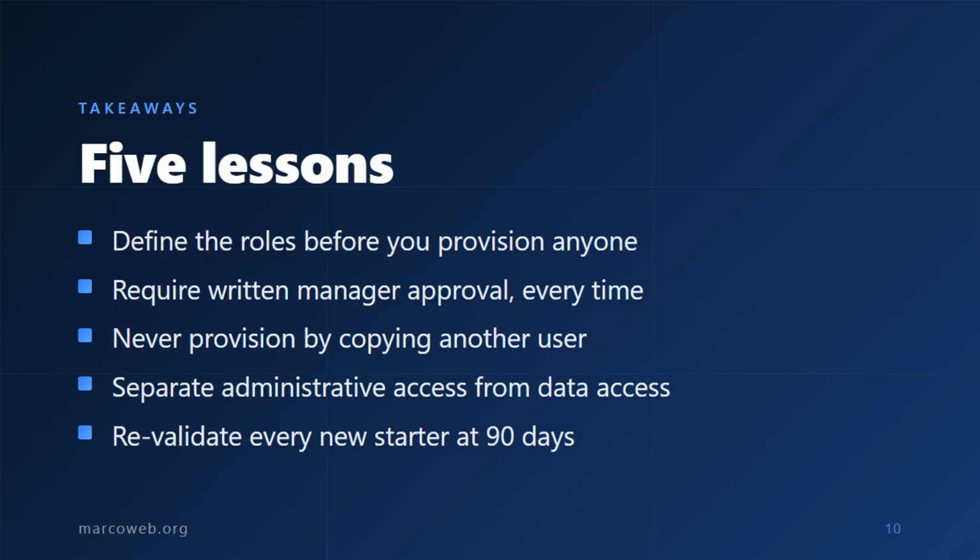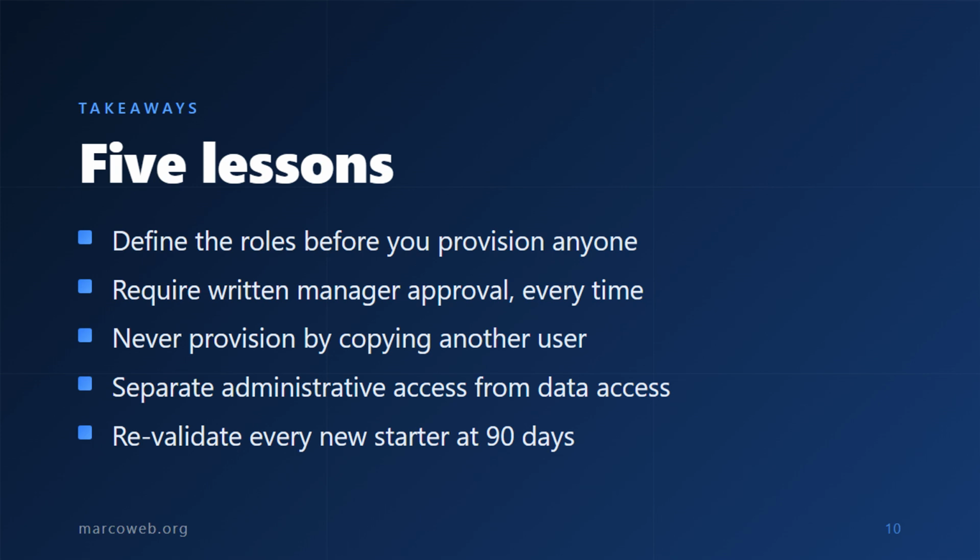5 lessons. 1. Define your roles before you provision anyone. Building the role catalog is foundational work that pays back across the whole access lifecycle. 2. Require written manager approval every time, because that is what creates accountability and gives you an evidence base for later reviews. 3. Never provision by copying another user. Their accumulated access is not a role definition.